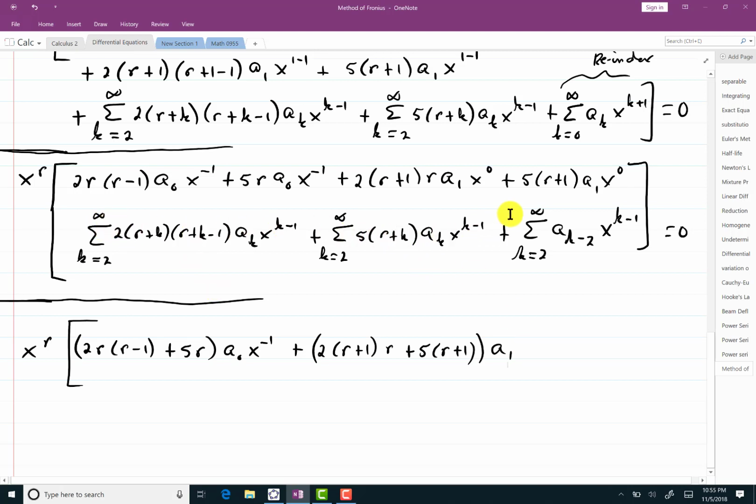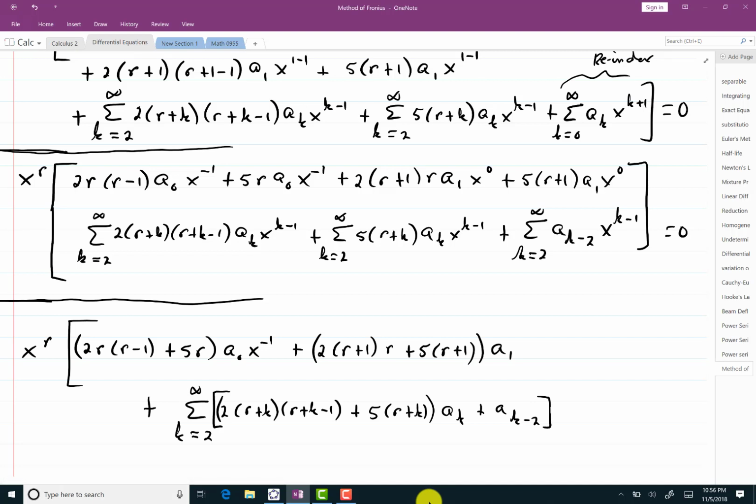Now I'm going to get ready to put all of these together into one big series. And I'll just write these all out. 2 times r plus k times r plus k minus 1. That's the stuff attached to a sub k. So I'm going to match it with this stuff, and then that stuff is attached to a sub k. And over here then we have plus a sub k minus 2. And that whole thing forms the coefficient for x to the k minus 1. And that, of course, equals 0.